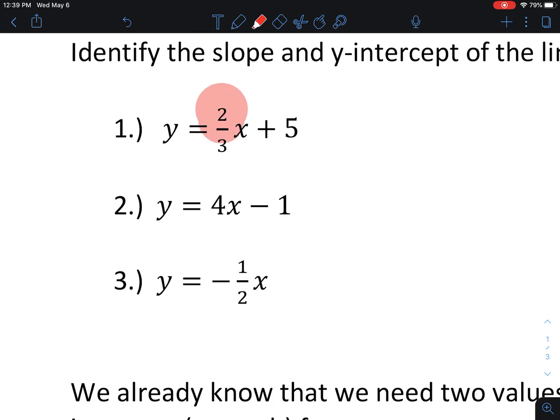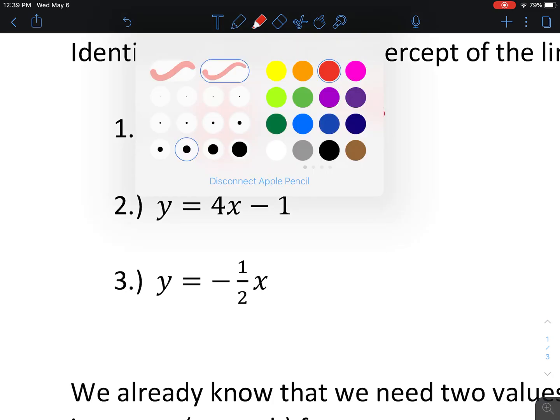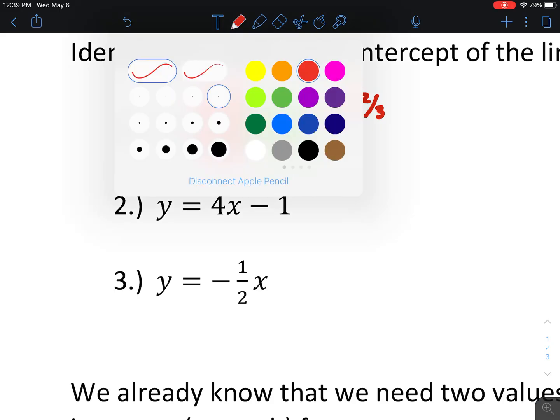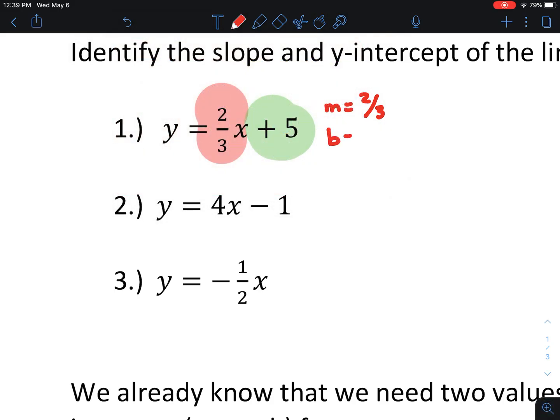Please remember that the slope of the line is the number that is in front of the x. So in number one, if you see 2/3 in front of the x, that means the slope of this line is 2/3. Lastly, the y-intercept is the number that's added or subtracted to that x term. So in this case, the y-intercept of this line, b, would be equal to positive 5, okay? So again, m is what's in front of the x, b is what's added or subtracted at the end.